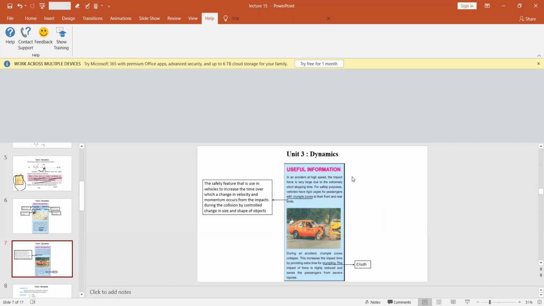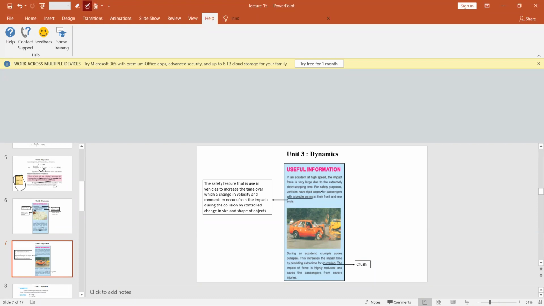Sometimes when a car is coming with overspeed, accidents mostly occur because of overspeed, right? So sometimes the driver just applies the brake, but the time is too short to stop, so he moves in the forward direction, or some accident occurs, right? So for safety purposes, vehicles have rigid cages for passengers with crumple zones at their front and rear ends.